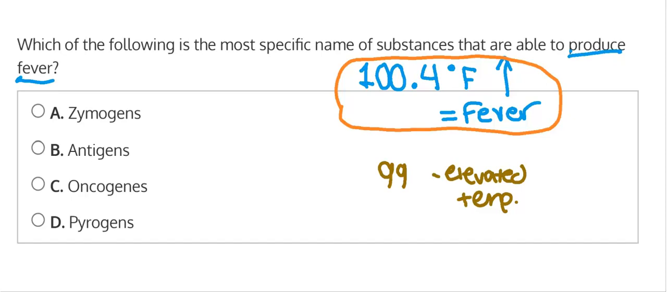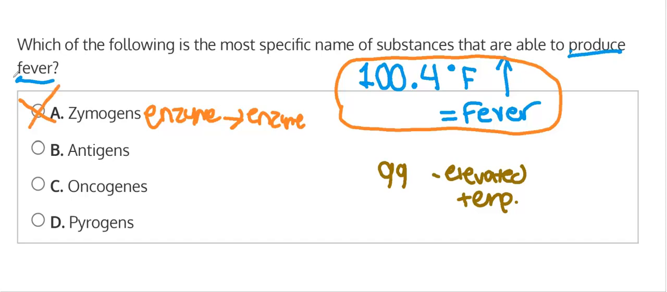So now, looking at the choices, let's review what all these terms mean so we could be directed toward which one is related to which would cause a fever. So option A is a zymogen, and this is actually an inactive substance which converts to an enzyme when activated by another enzyme. So different than something that specifically is used to increase fever, this has a different meaning. So we could eliminate option A.